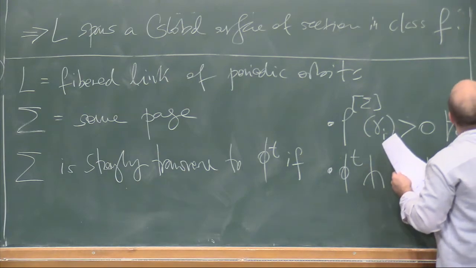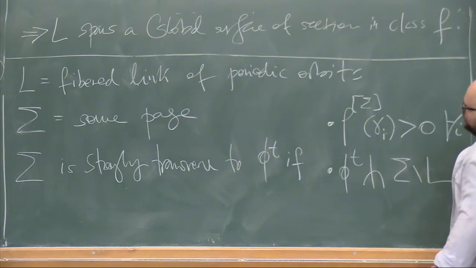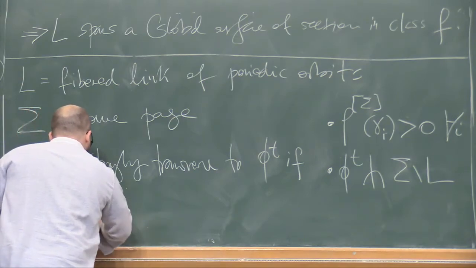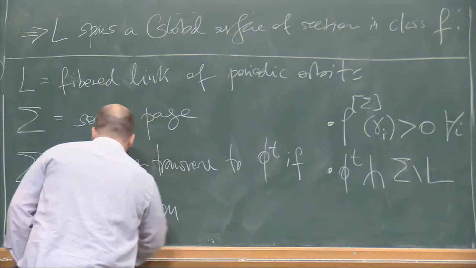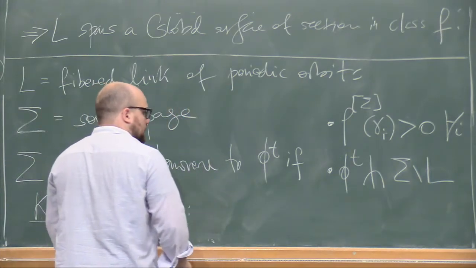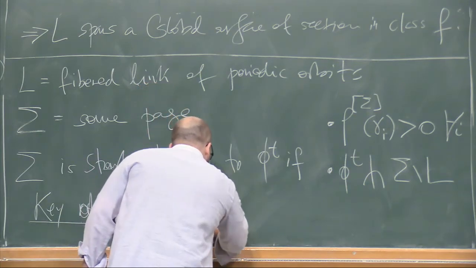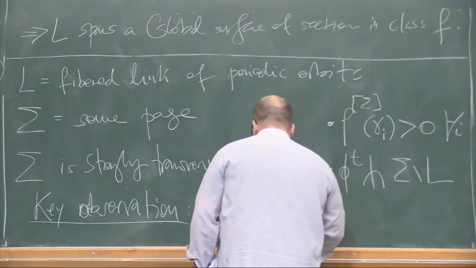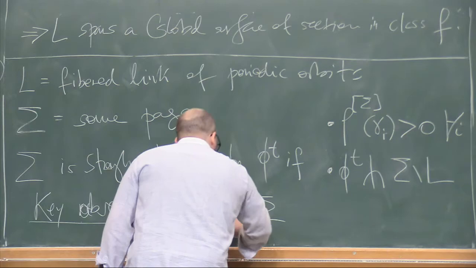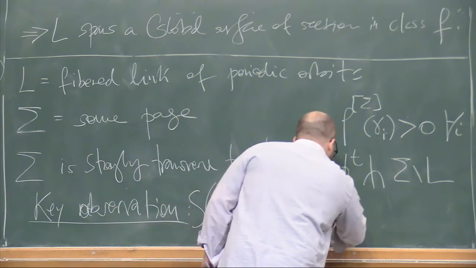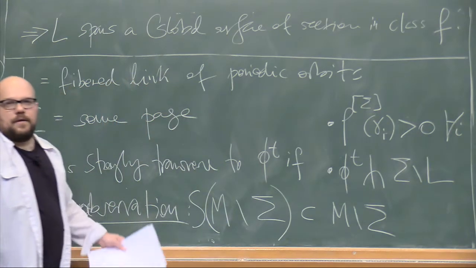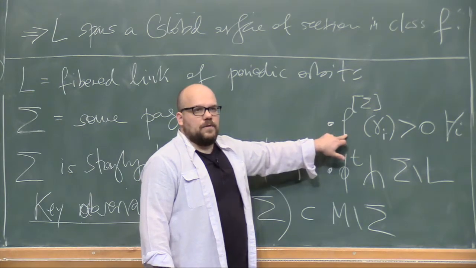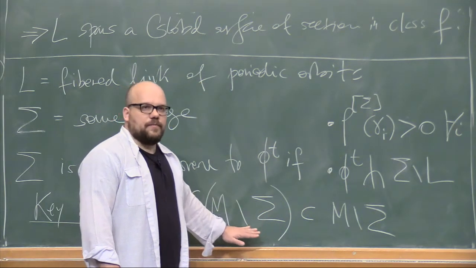So let me consider, what's the key observation? Key observation. The complement of this strongly transverse surface is an isolating neighborhood, essentially. Let me put it that way. The maximal invariant set of the complement is contained in the complement. That comes from the transversality here, and also this infinitesimal transversality here. So this puts us in business to use Conley theory to say something. Okay?